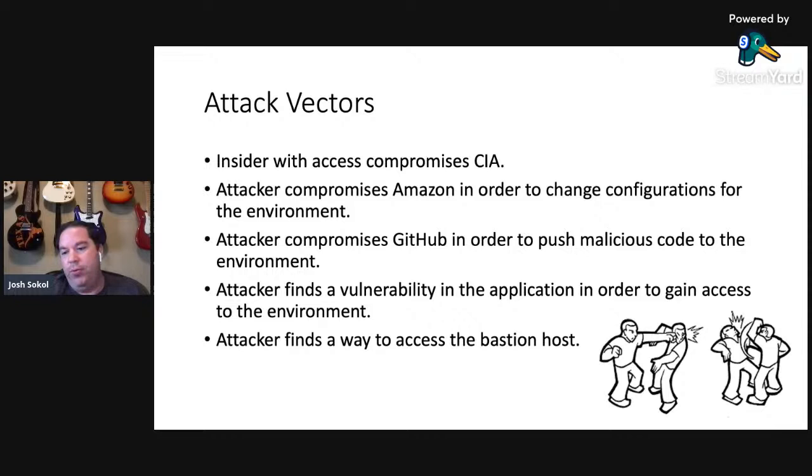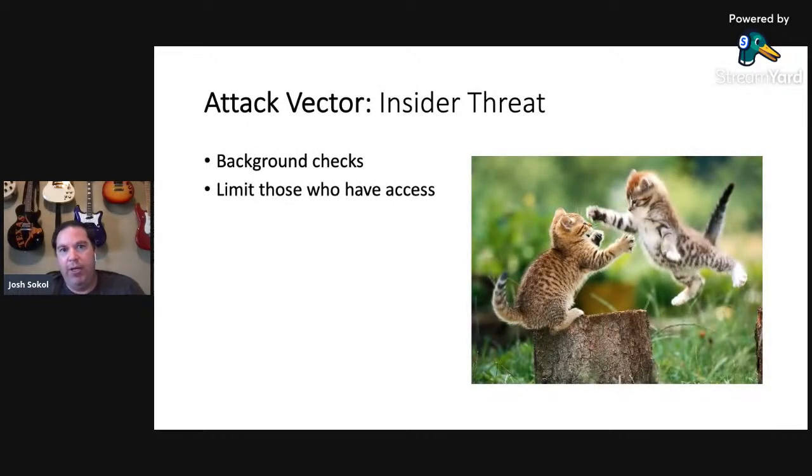So how do we do that? Well, let's look at our insider threat. With the insider threat, as I said, this is hard. It's hard to mitigate against because these are effectively trusted insiders. So how do you make them trusted insiders? That's really the key here. The first is background checks. Make sure you know who your employees are, what their motivations are, and how to protect the environment there. And number two is limit those who have access.